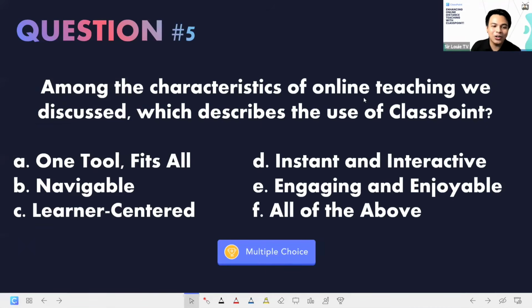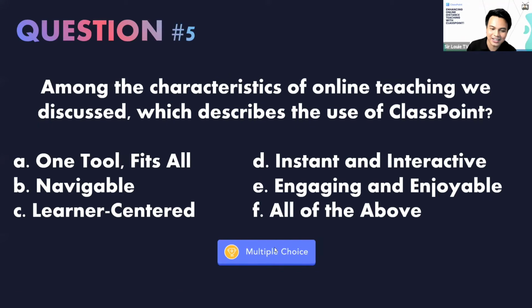Okay. Among all the characteristics of online teaching we discussed, which describes the use of ClassPoint? A, one tool fits all. B, navigable. C, learner-centered. D, instant and interactive. Letter E, engaging and enjoyable. And letter F, all of the above. So let me activate this and start keying in your answer now.